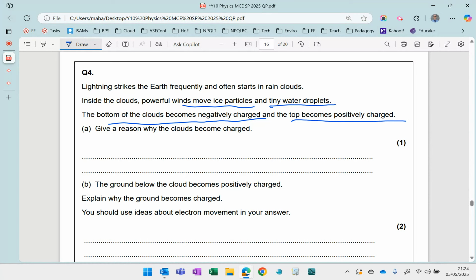And just like absolutely everything to do with electrostatics, is this idea of friction, okay, which is going to knock electrons off one thing and transfer them onto another thing. And I'll be honest, I don't know whether it's the tiny water droplets that end up with more electrons, or whether it's the ice particles that end up with more electrons. I'm just not sure about that. But yeah, it's friction between those two things that leads to an imbalance of charge within the cloud.